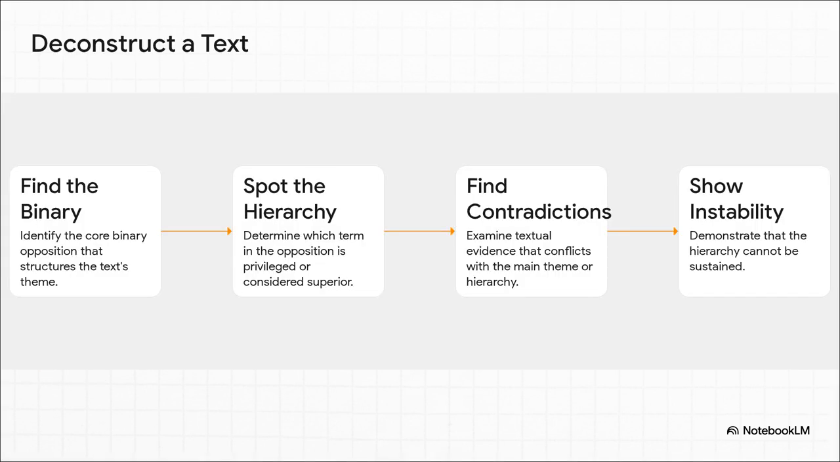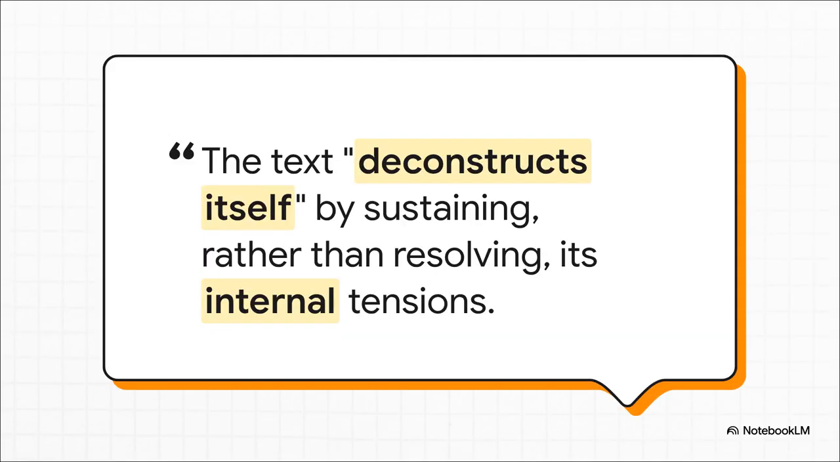So how do you actually do it? Well, you become a kind of literary detective. First, you find the book's main conflict. Something like nature versus civilization. Then you figure out which side the book seems to be rooting for, and then you start hunting for clues, a weird line of dialogue, a strange plot twist, where the book accidentally trips over its own feet and argues against itself. And this is the really cool part.